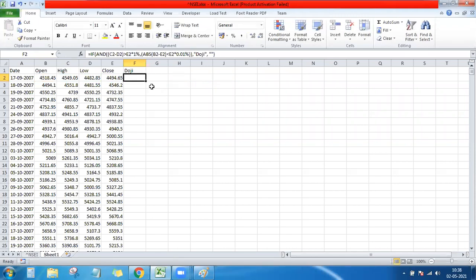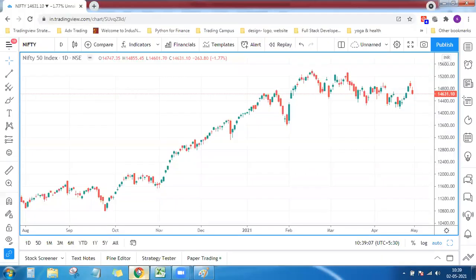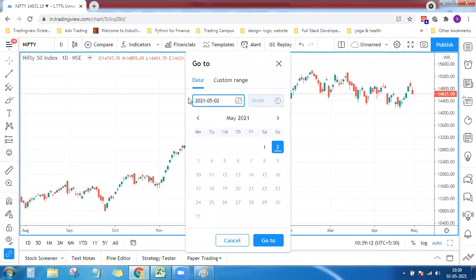Press enter, and now double click on this black dot over here so that it copies the formula onto every cell in that column. I have double clicked. Okay, so the earlier formula is already there. So again, clear the data and then double click on that. So it is saying that on 25/9, so 25th September 2007, it's a doji. Let us reconfirm it on the live chart of Nifty, 25th September 2007.